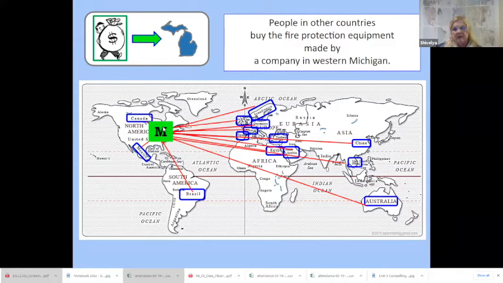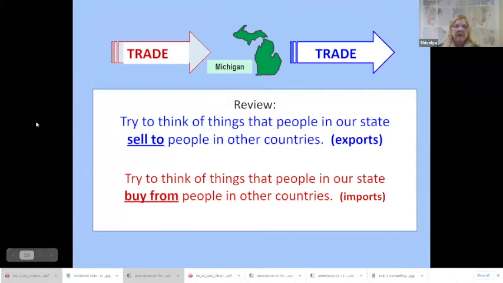What that means is these products are being exported to other countries around the world, and the money they pay for these products is being brought back into our local community here in Michigan, having an impact on people in other jobs. So, a real quick summary: we want to think of things that people in our state sell to people in other countries. That's what we refer to as exports. So what's built or created or grown here in Michigan and sent to other countries.